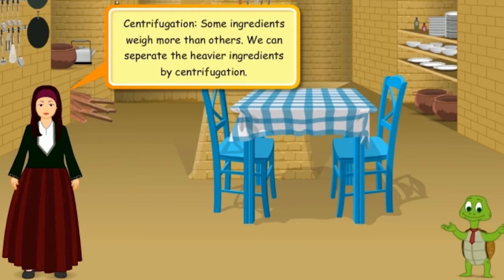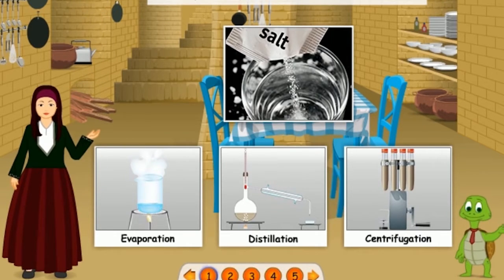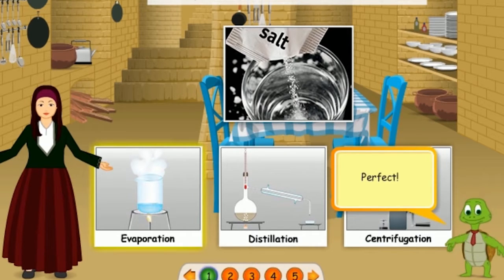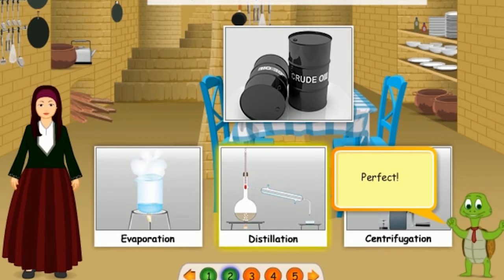Centrifugation. Some ingredients weigh more than others. We can separate the heavier ingredients by centrifugation. To separate salt from salt solution we use evaporation, distillation, centrifugation? Evaporation. Perfect. To separate components of crude oil we use evaporation, distillation, centrifugation? Distillation. Perfect.